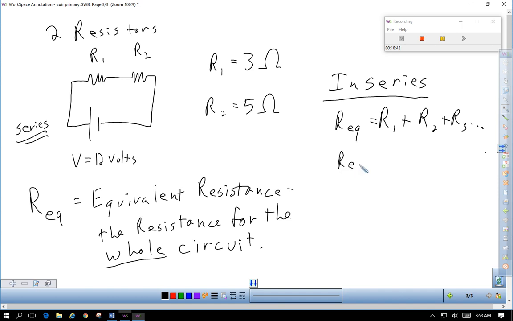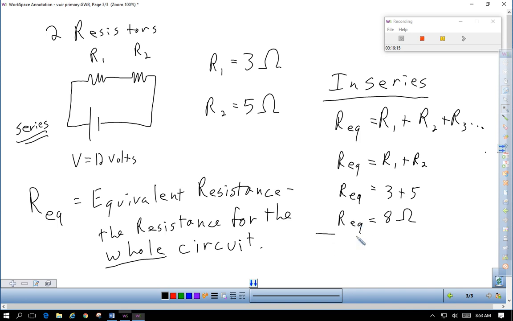You say, okay, Req is R1 plus R2. So Req is 3 plus 5. Req is 8 ohms. Okay? And you say, Mr. Willis, that's great. You've got 8 ohms of resistance for the whole circuit. Why would I possibly need to know that? I'm glad that you've asked.